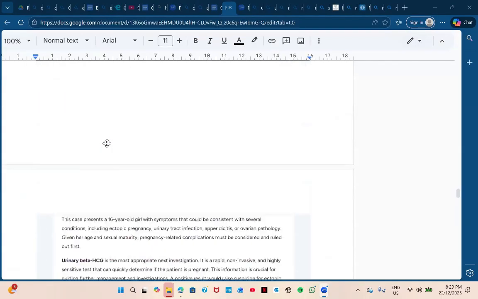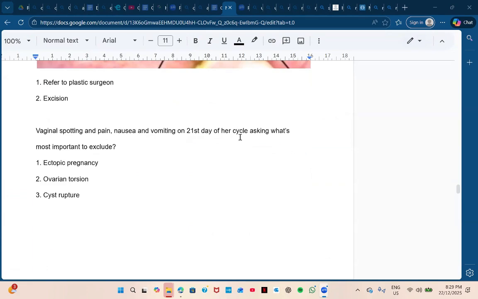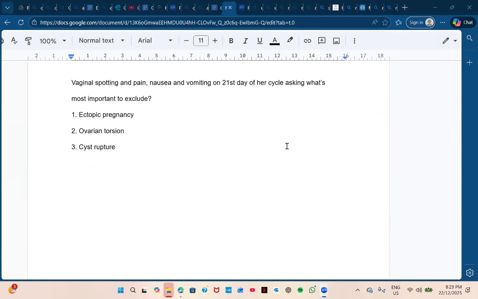So now, what do you think about our question? They're asking what is most important to exclude: ectopic pregnancy, ovarian torsion, cyst rupture. What do you think? You got the point, right? Do I need to explain more? Yeah, doctors, that's what I want to explain. It was very hard. I was searching so many questions to find the same kind of thing.